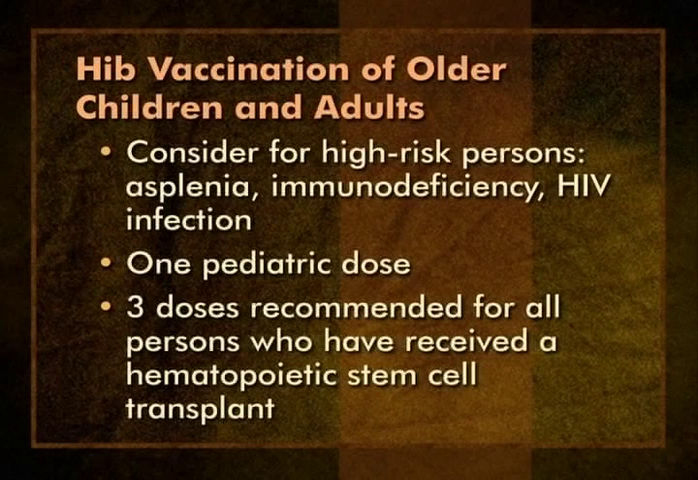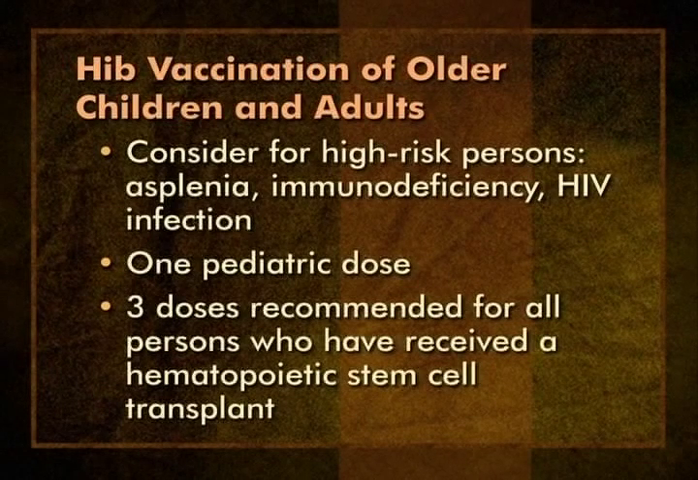This would generally include persons with anatomic asplenia, those who have had their spleen removed, or functional asplenia, those whose spleen is not functional, such as children with sickle cell disease. Vaccination can also be considered for persons with immunodeficiency, including HIV infection. Older children and adults who are at high risk of Hib disease should receive only one pediatric dose of any Hib conjugate vaccine.